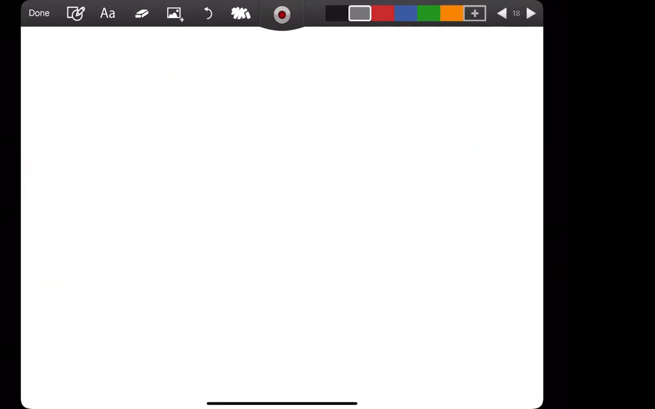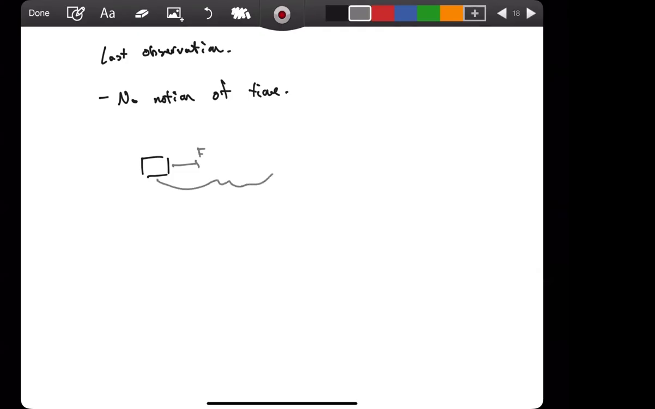So let's make one more observation before we move on. And our last observation is that notice that work gives no notion of time. So what does that mean? Let's say I start off with my object here and I apply some force here, F, and I move my displacement here. But let's say this takes me 10 seconds, versus the same force with the same amount of distance, but it takes me 1 second.